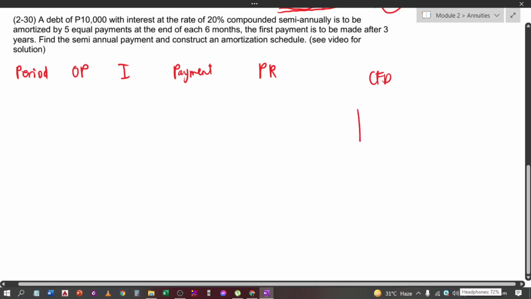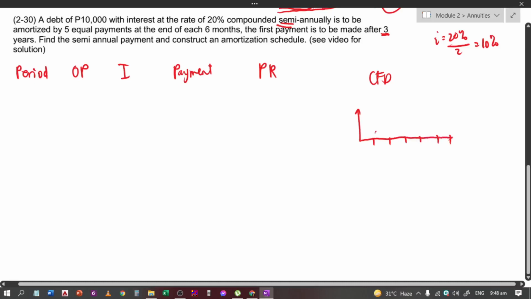So, nangutang ka ng 10,000. Tapos, yung first payment mo is made after 3 years. Take note na ang ano natin ay semi-annual. So, yung I natin is 20% over 2. So, that is 10%. Since semi-annual siya, yung first payment natin is made after 3 years or after 6 periods dahil nga semi-annual. So, 1, 2, 3, 4, 5, 6.